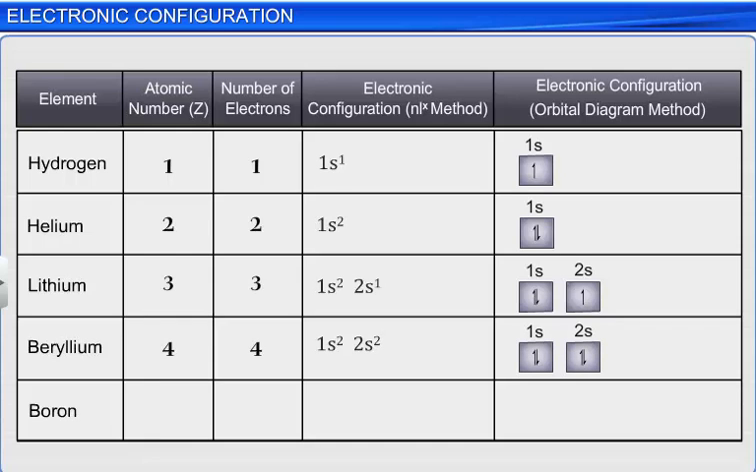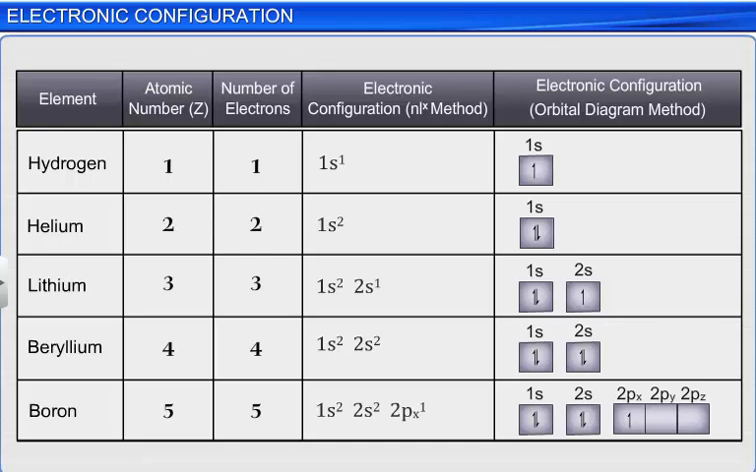Boron has 5 electrons. The first 2 electrons fill the 1s orbital. The next 2 fill the 2s orbital, and the 5th electron occupies the 2p orbital.